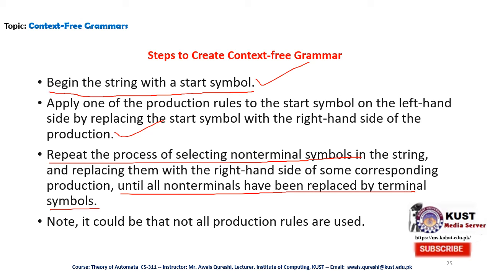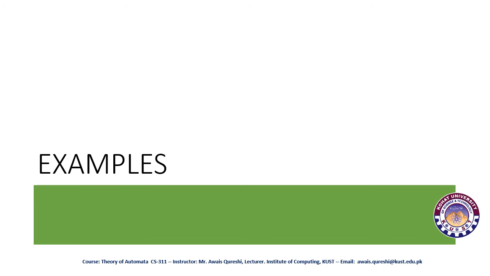It could be that not all production rules are used. So this is a special case. It is not necessary that we use all the production rules. Sometimes only one or two rules will be applied on all strings, and sometimes we use all production rules. So this is not a rigid condition in which we apply all production rules. So let's see some examples of CFGs.